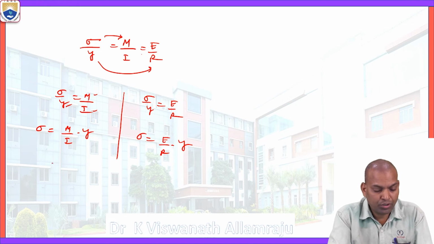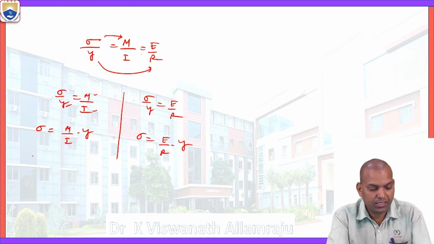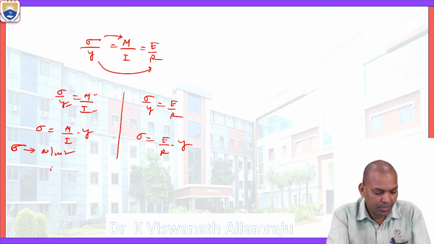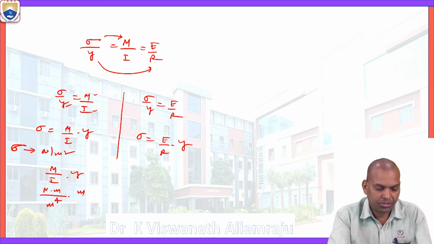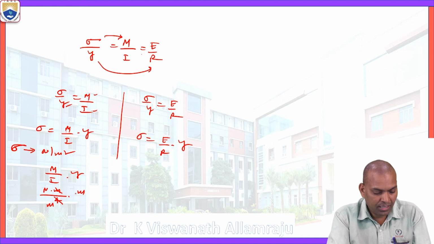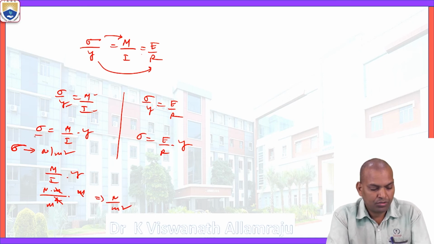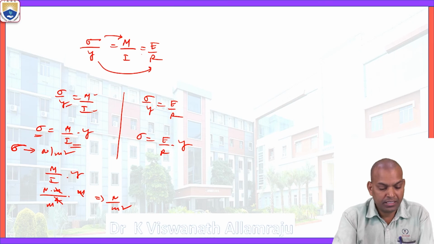Now we are going to check the dimensional homogeneity. The sigma units are Newton per meter square, and the units for M by I into y: M units is Newton meter, I is meter to the power 4, and y is meters. So the meters cancel, and the dimensional homogeneity is Newton per meter square. So dimensional homogeneity is maintained here.